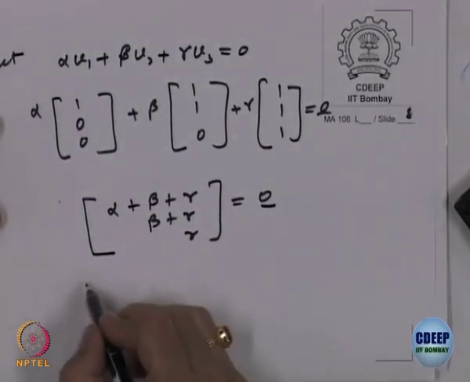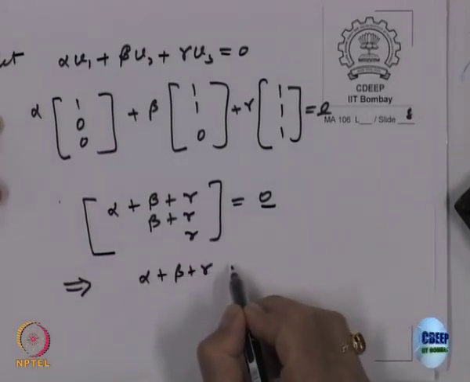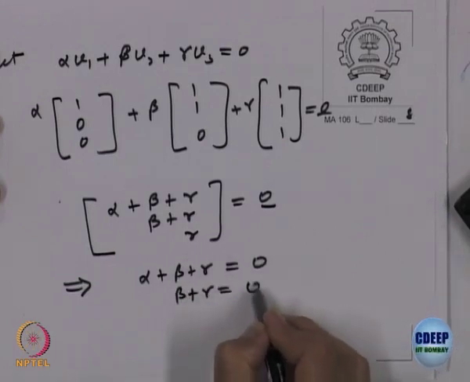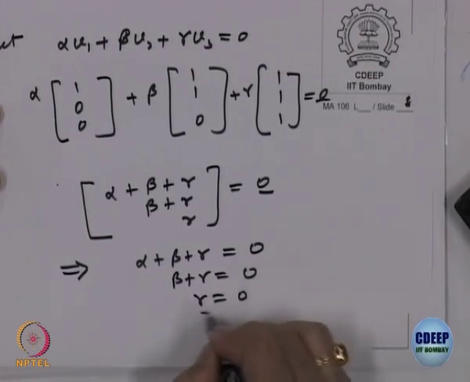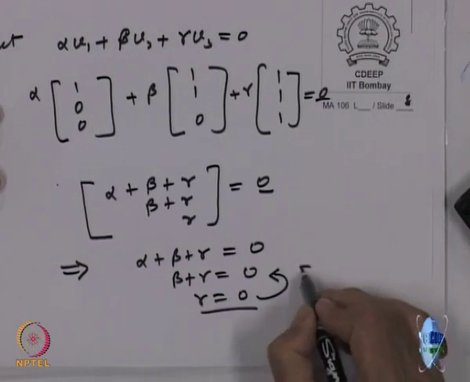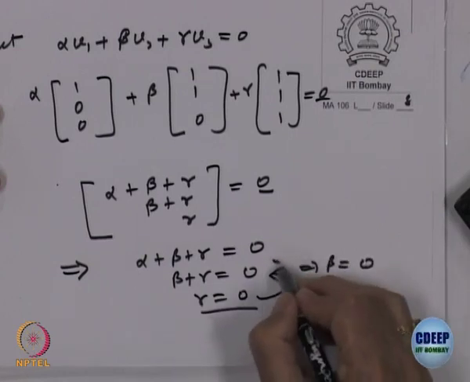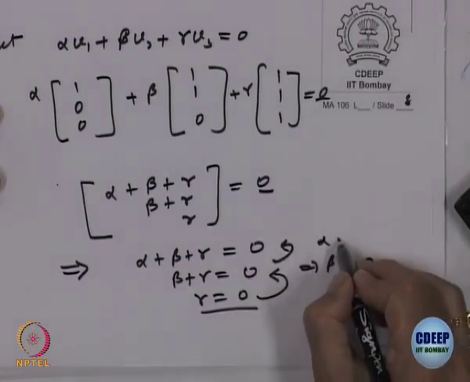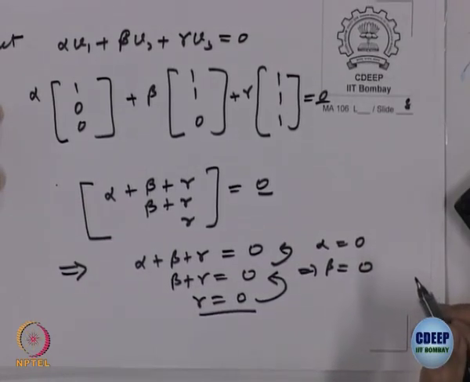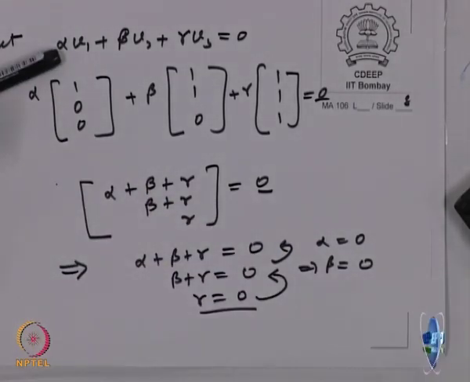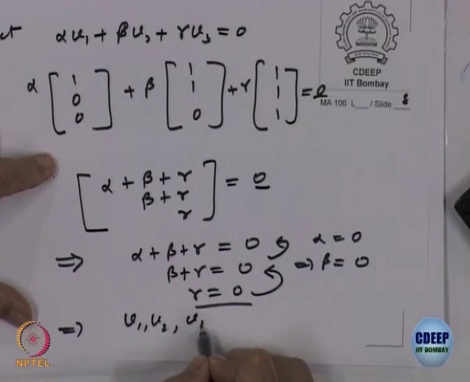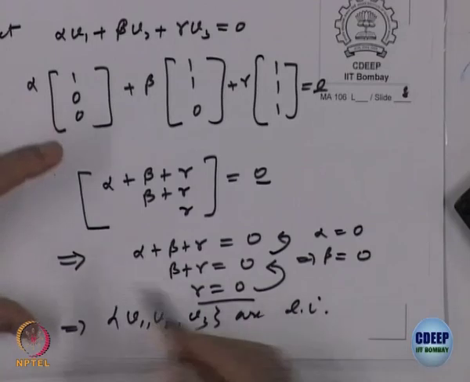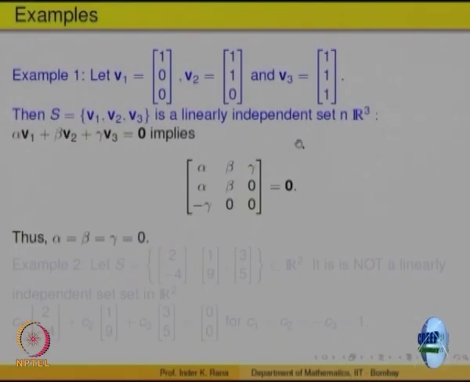I just added those vectors, but that means what? Alpha plus beta plus gamma, the first equation, should be 0, second, beta plus gamma should be equal to 0, and third says gamma should be 0. So, these 3 equations must be satisfied, and now gamma is equal to 0. If I put it in the equation backward, gamma is 0 implies beta is equal to 0. Now, beta and gamma are both 0, put the values in the first equation, that implies alpha is also equal to 0. So, these 3 vectors in R3 are linearly independent. So, v1, v2, v3 are linearly independent. That is the proof that I just gave, that the linear combination must be equal to 0. Let us look at another example.